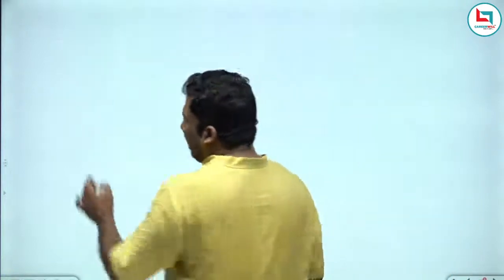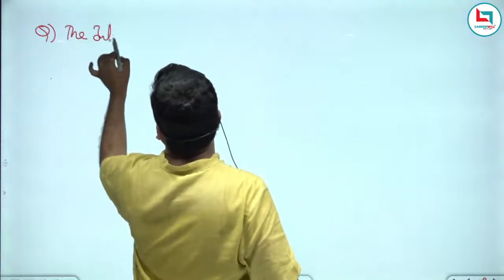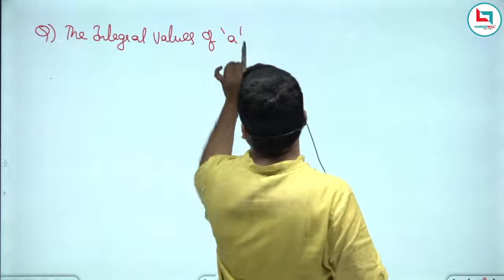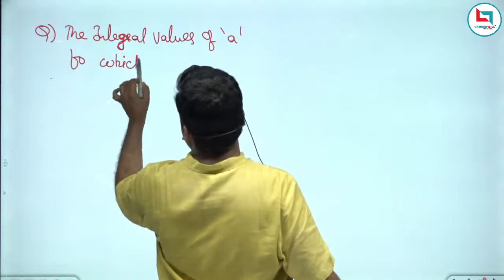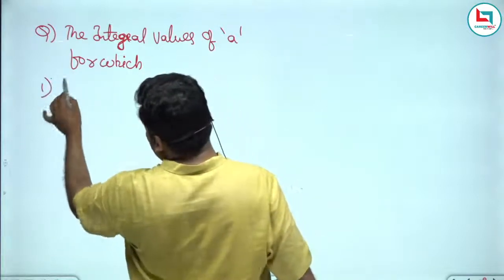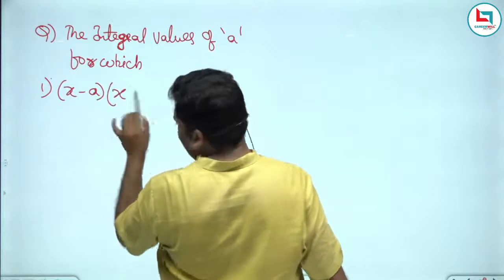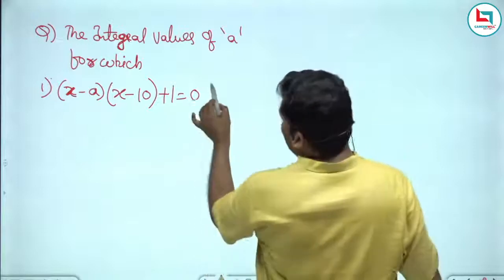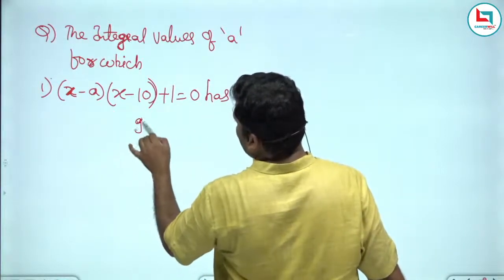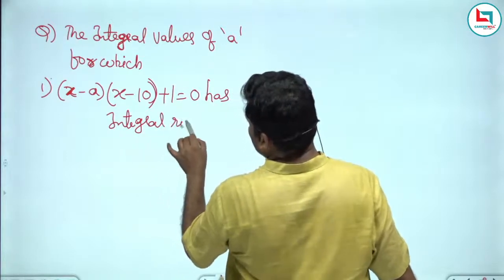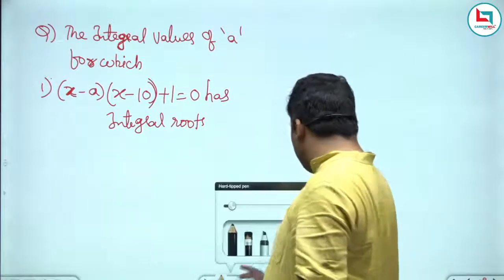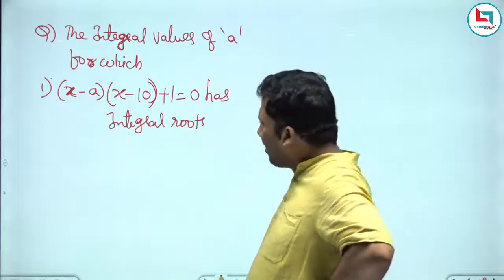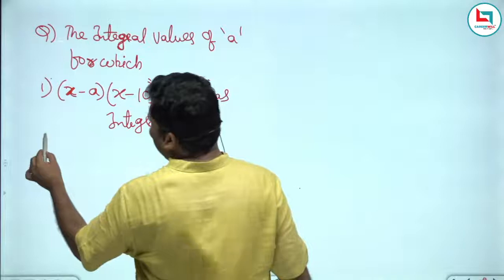Question: the integral values of A for which x minus A into x minus 10, plus 1 equivalent to 0, has integral roots. Listen carefully, sir. The integral values of A for which x minus A into x minus 10 plus 1 equivalent to 0 has integral roots. Very, very interesting question.